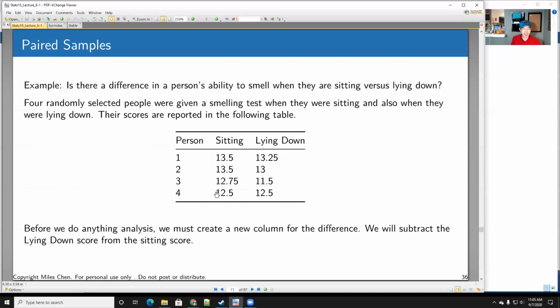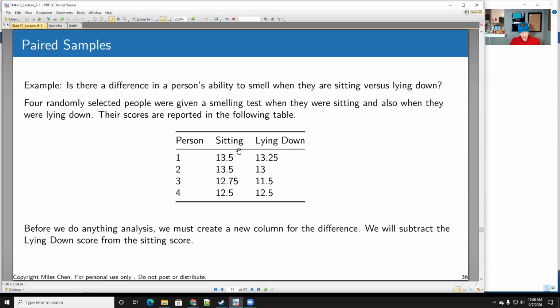Never even thought of smelling things lying down, but anyway, I guess we took 4 people. We gave them a smelling test when they were sitting and a smelling test when they were lying down. I don't know exactly what a smelling test looks like and how you get numbers out of it, but this is what we have. Sitting, person 1 scored a 13.5, and lying down, the person scored a 13.25, and person 2 scored this, and lying down they scored this, and so on and so forth.